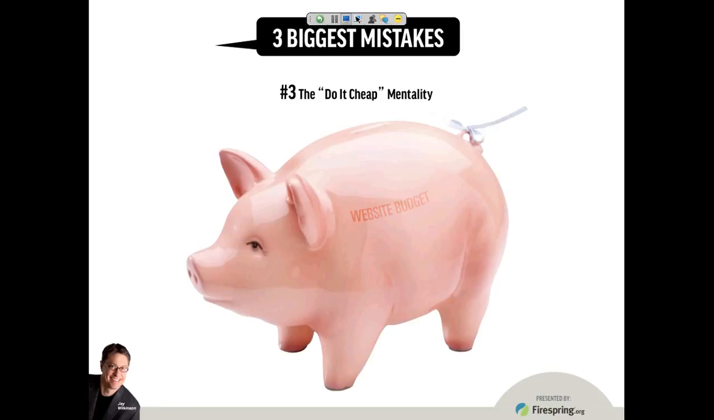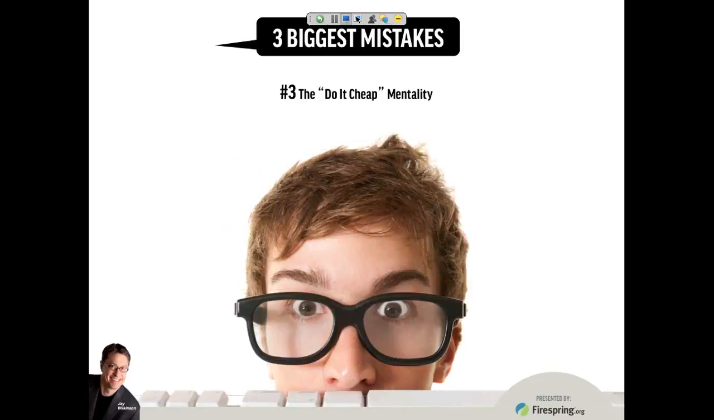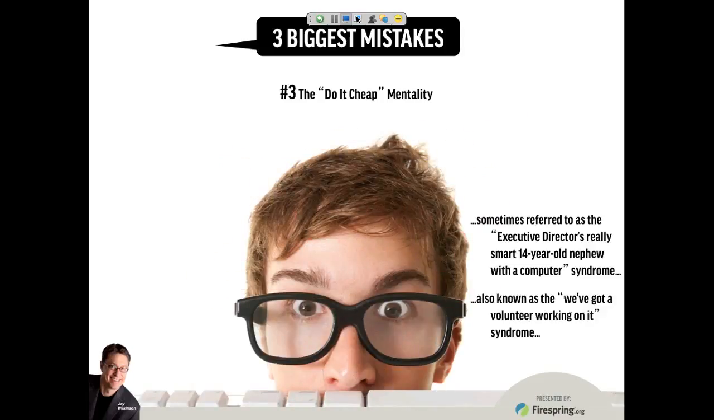We often refer to this as the executive director's really smart 14-year-old nephew with a computer syndrome, or the we've got a volunteer working on it syndrome. Let me share an interesting stat with you. The average nonprofit organization in the United States today has to restart the development of their website every 2 to 2.5 years. They start over. They start completely from scratch every 2 to 2.5 years.